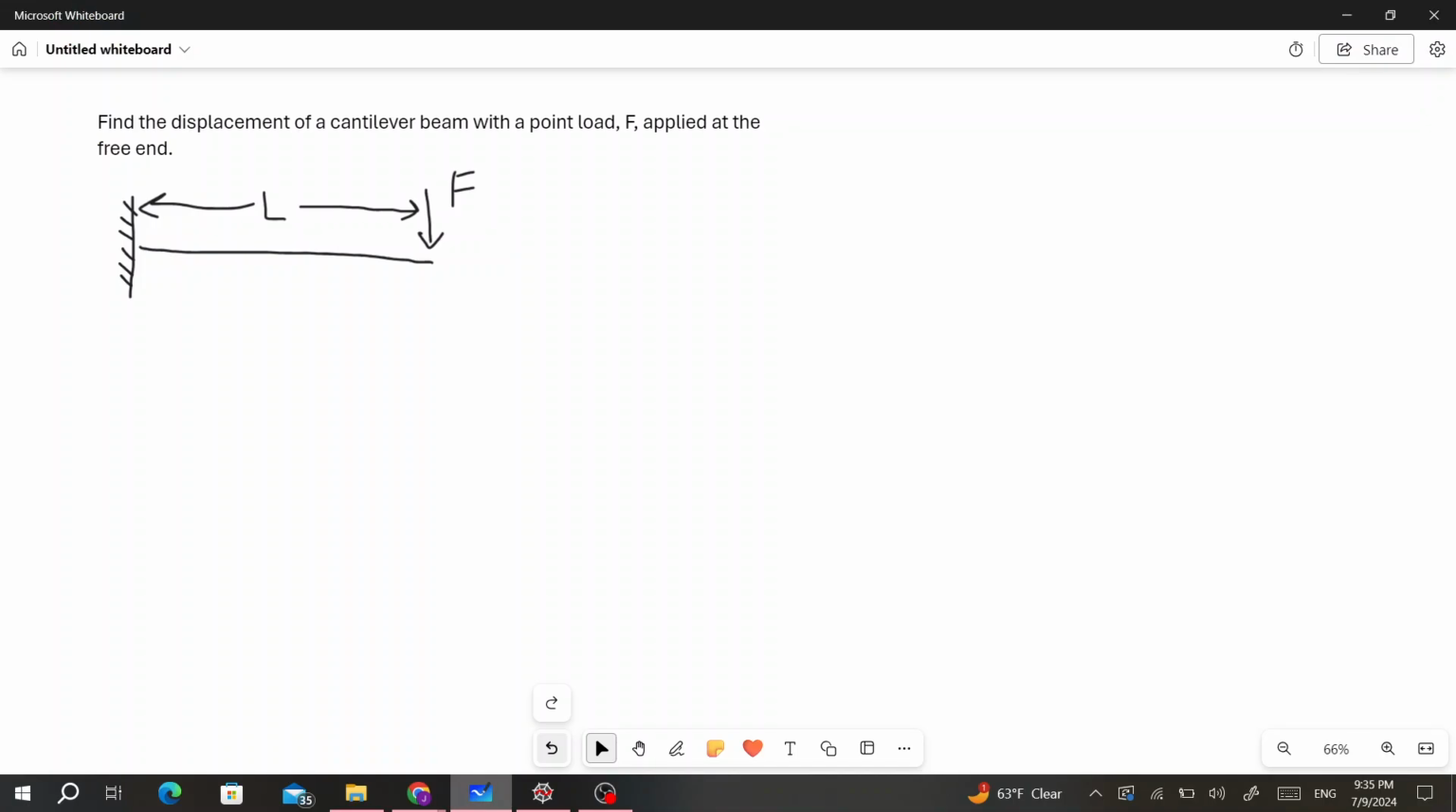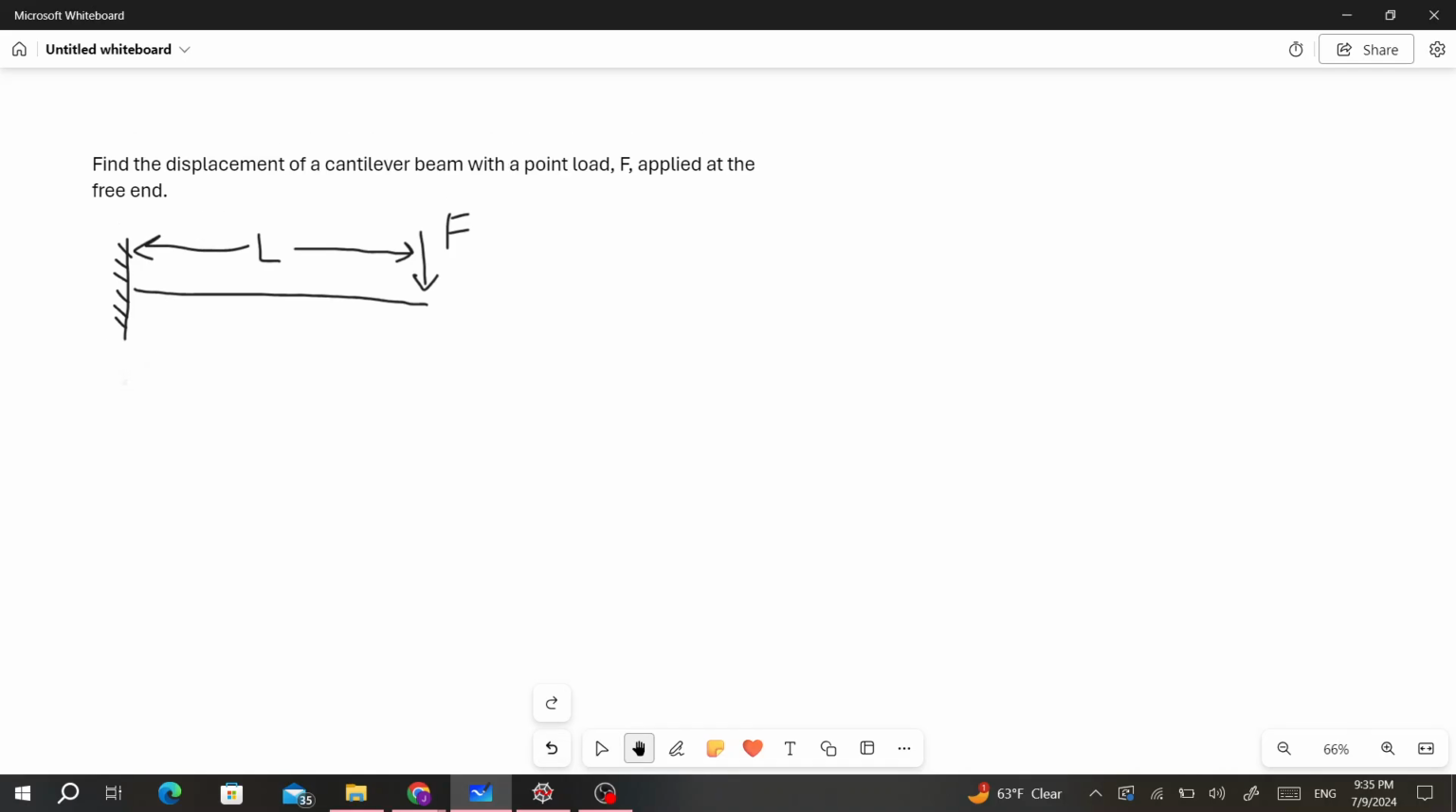So here we're going to find the displacement of a cantilever beam that has a point load F applied at its free end. And the way that we're going to do that is by using the method of integration to find our deflection. So we have this beam, it has a length L, it's fixed on one end. On the free end we have a transverse load F acting downward.